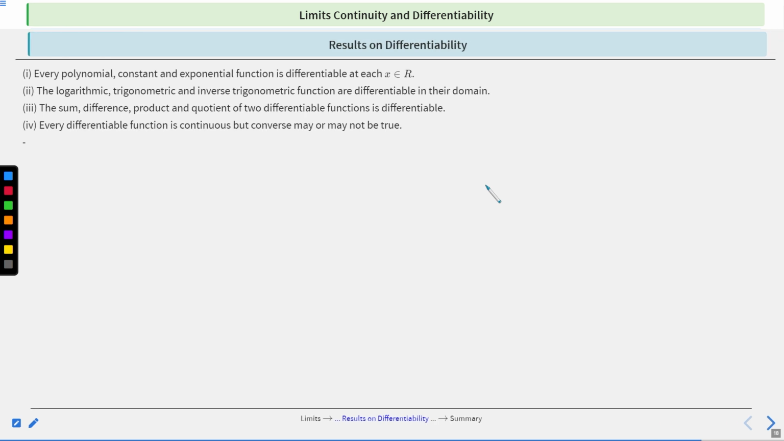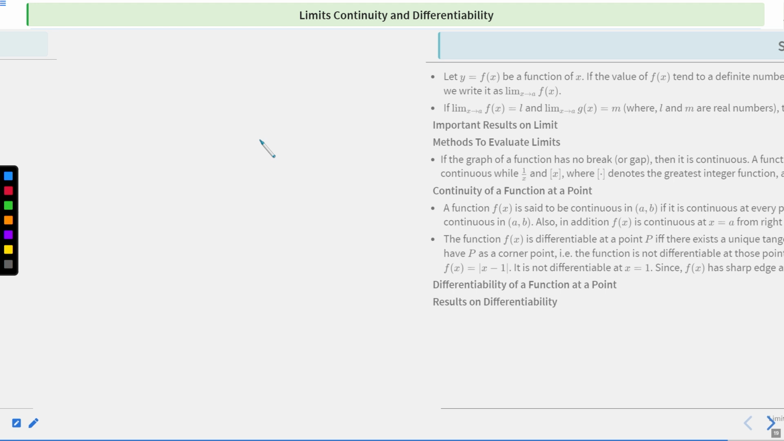Next, each polynomial, constant or exponential function is differentiable at each x belonging to R. The logarithmic, trigonometric, and inverse trigonometric functions are differentiable in their domain. The sum, difference, product, and quotient of two differentiable functions is differentiable. Next, every differentiable function is continuous, but the converse may not be true, right? Every differentiable function is continuous, but a continuous function can be differentiable or not, right?